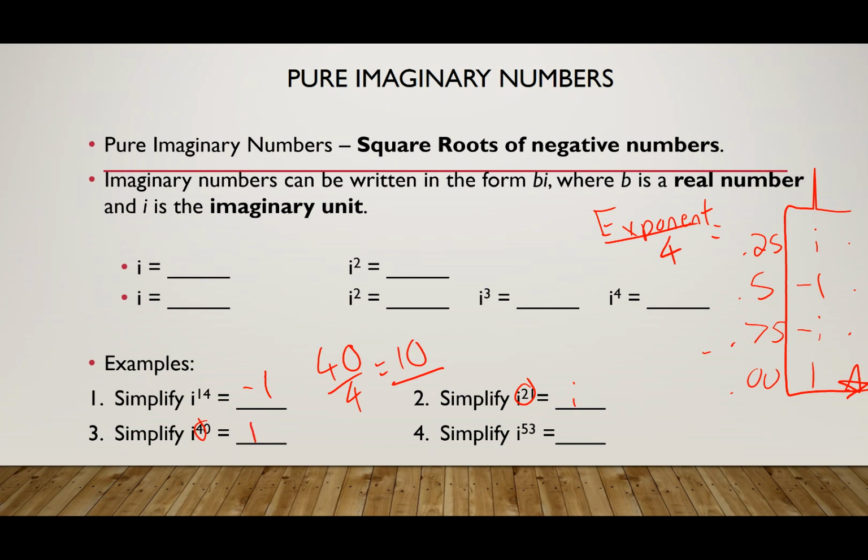And then 53 divided by 4 is, gee, I don't know, but let's see. I'll just type it in my calculator real quick. 53 divided by 4 is 13.25. Since it ends in 0.25, that means it's just i.